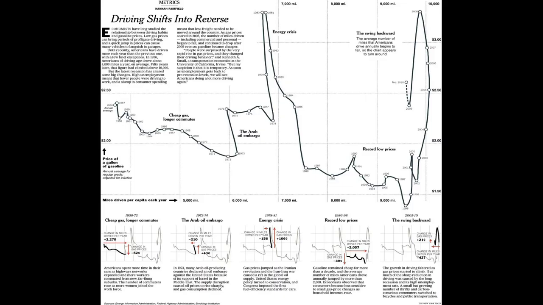Here's another more recent example. This is from the New York Times. And now let me orient you to this if you're in the back and you can't quite see all of it. Along the x-axis, let's start here: miles driven per capita, so per person in the US each year. So this is 5,000 miles per person, 6,000 miles. As we go to the right, we're driving greater distances.